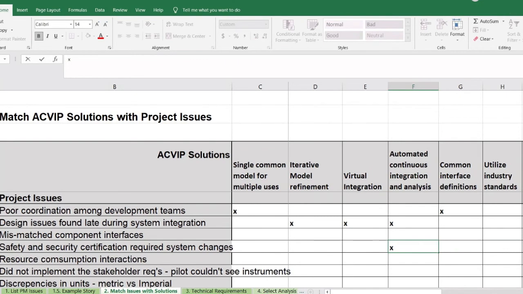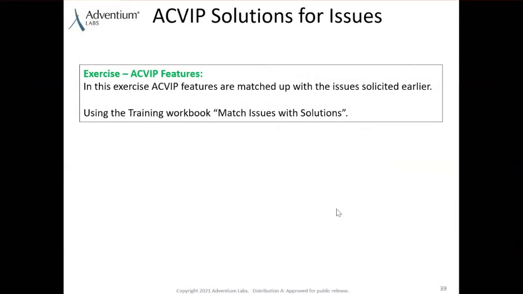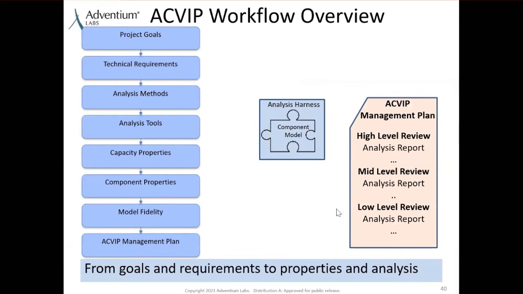Now I want to jump back to talk a little bit about the overall workflow. A big part of the goal of ACVIP is to start with project goals and really come up with this ACVIP management plan to address those goals. So we've got goals and requirements. For example, maybe one of our goals is we don't want to overload our hardware. Well, that could lead to a technical requirement, a little bit more specific: keep our CPU utilization under 50%.